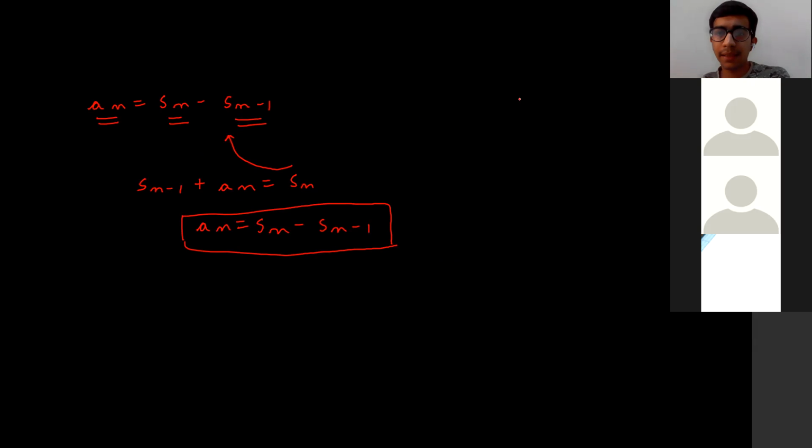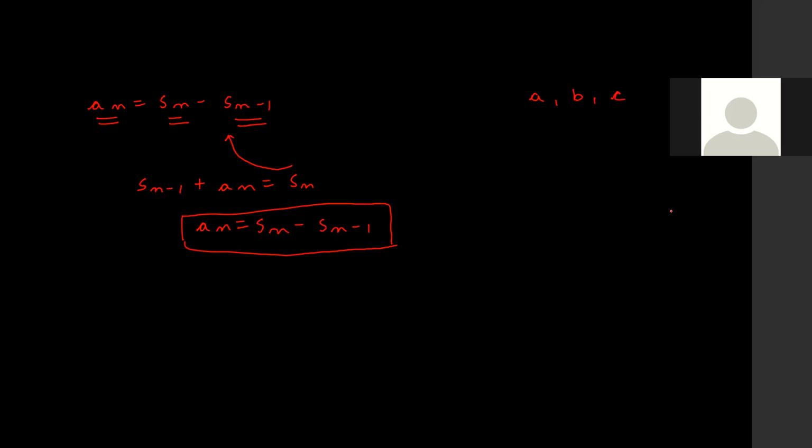Okay. Let's say A, B, C are 3 terms in AP. Then how can you write B in terms of A and C? Exactly, B is equal to (A plus C) by 2. So the middle term is equal to the average, the sum of the first and the last term divided by 2. So yeah, that's about it.